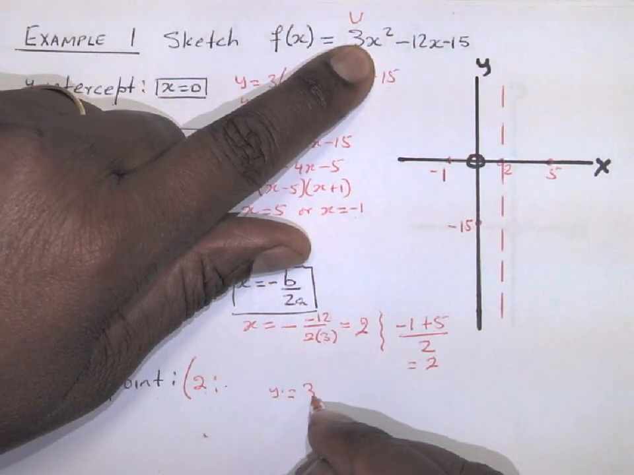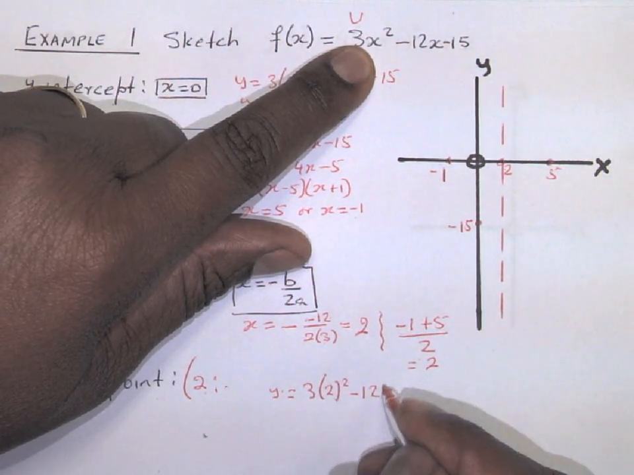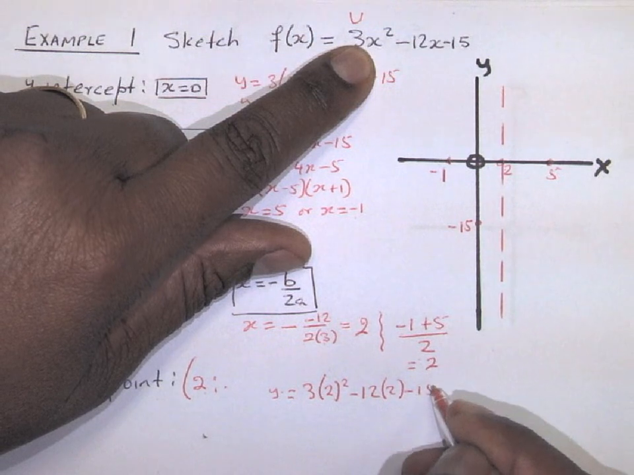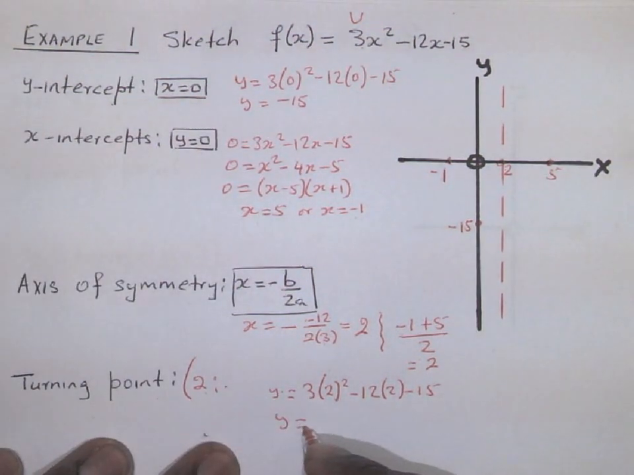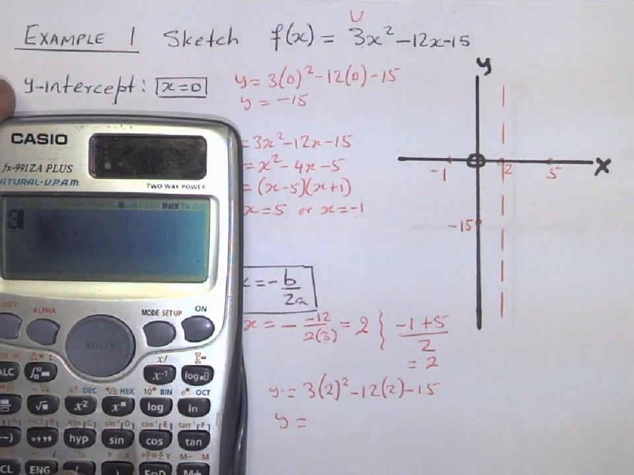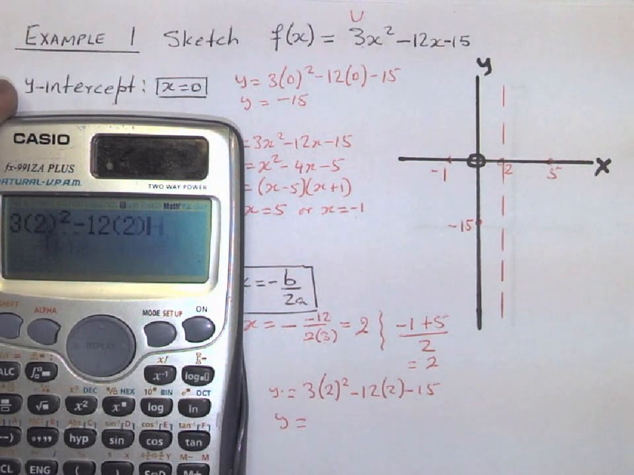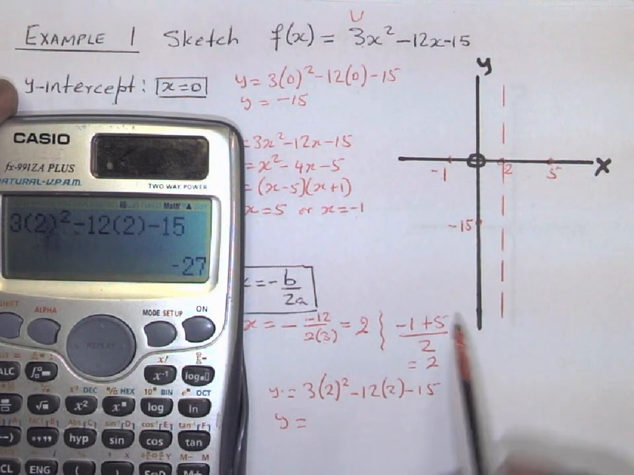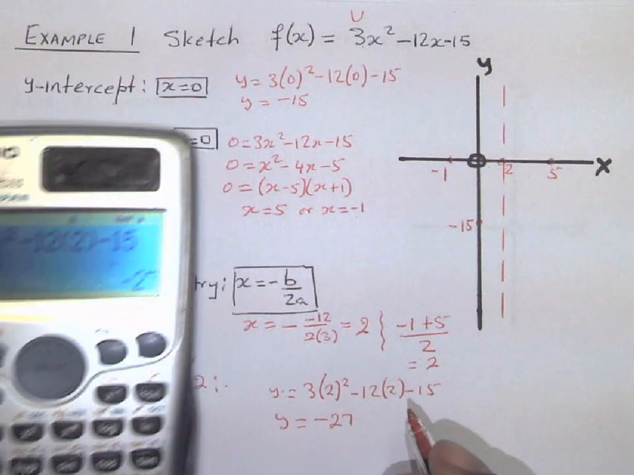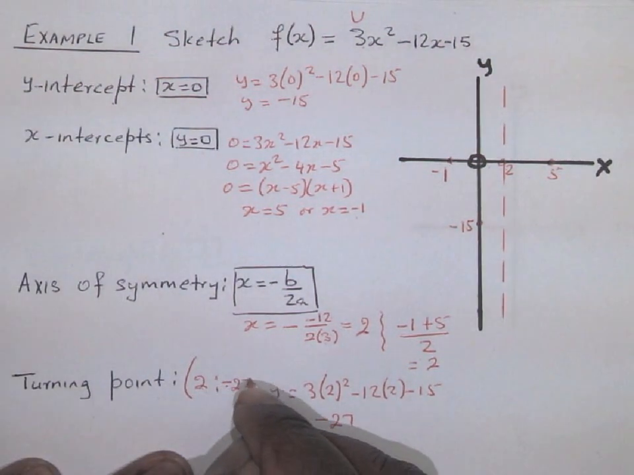So y is equal to 3 times 2 squared minus 12 times 2 minus 15. When I simplify this, what do I get? I don't want to make mistakes, so let's check. It's 3 open brackets, 2 close, squared, then minus 12 open 2 close, minus 15. I get an answer of minus 27. So at the turning point, x is 2 and y is minus 27.